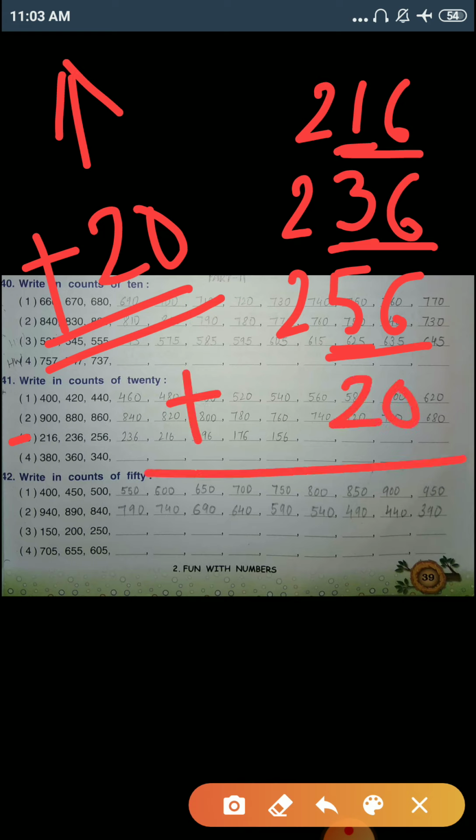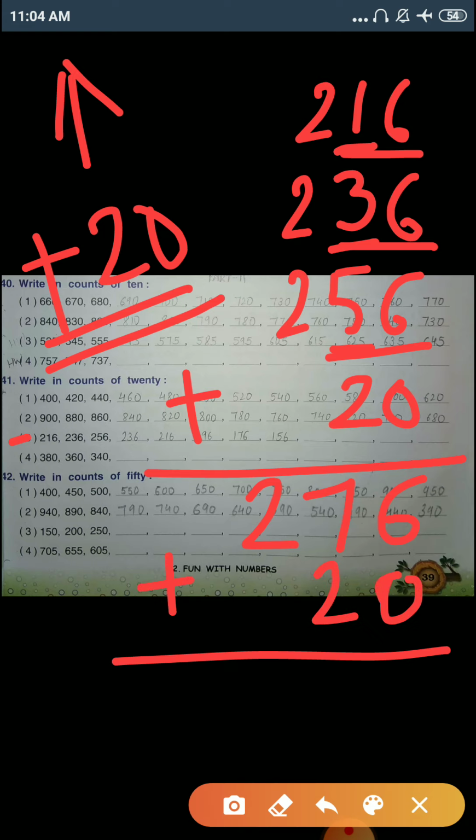So let's start. 6 plus 0, 6. 5 plus 2, 7, and 2 as it is. So the next number is 276. Again, we are going to add 20 for the next number. So 6 plus 0, 6. 7 plus 2, 9. And 2 as it is. So the next number is 296. Again, add 20.